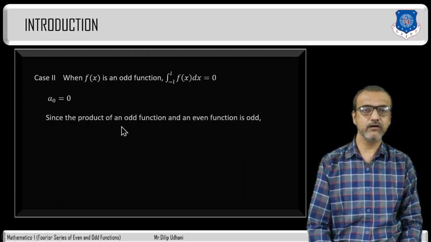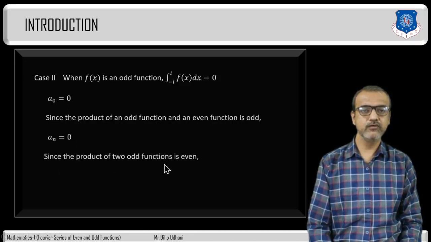Now since the product of an odd function and an even function, the result is an odd function. Now you know the formula of an, that is 1 upon L integration from minus L to L f of x cos n pi x by L dx. Here we are considering f of x is an odd function and cos is an even function. So the product of an odd function and even function, the result is an odd function. So its integration will become 0. So we have an equals to 0.